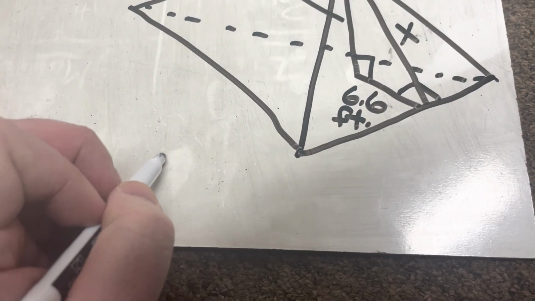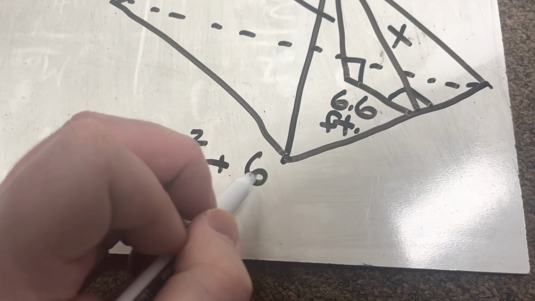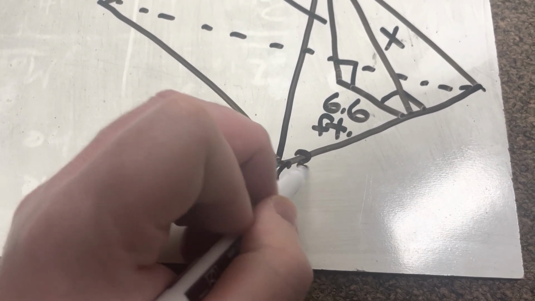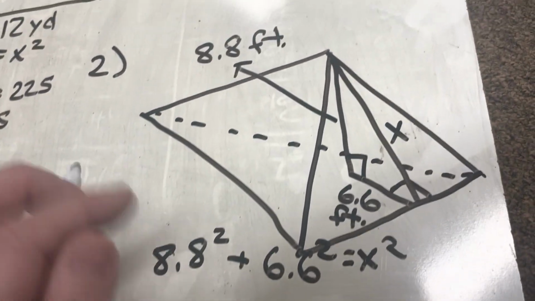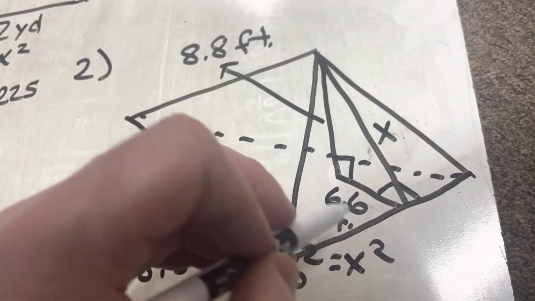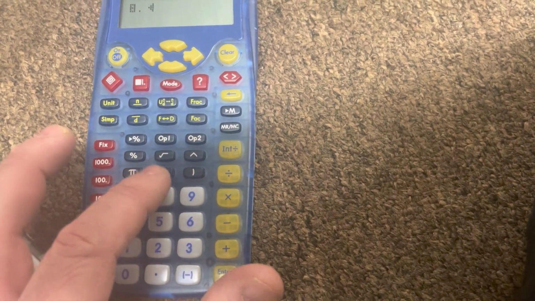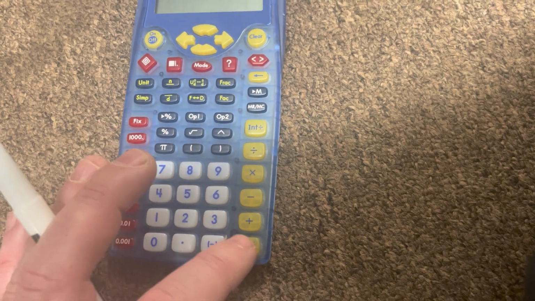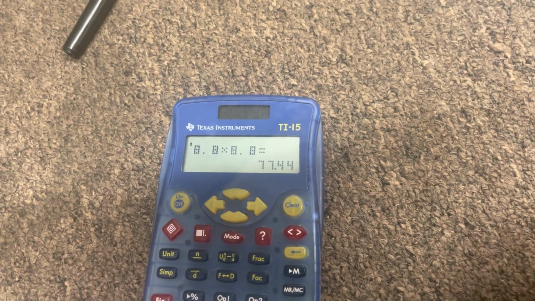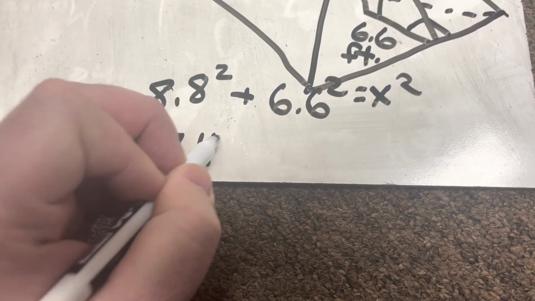So once again, we're going to have 8.8 to the power of 2 plus 6.6 to the power of 2 is going to equal x to the power of 2. All right, so we're going to square, make 8.8 a, make 6.6 b. X is clearly our hypotenuse. So we come over, we're going to go 8.8 times 8.8, and that's going to give us 77.44.